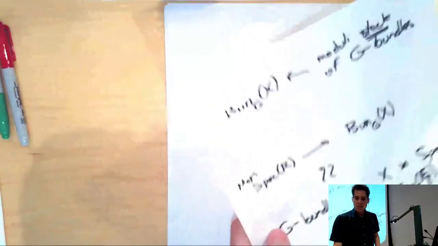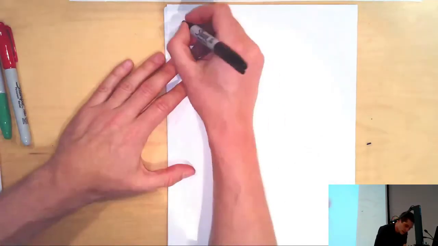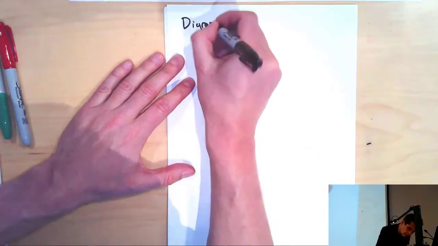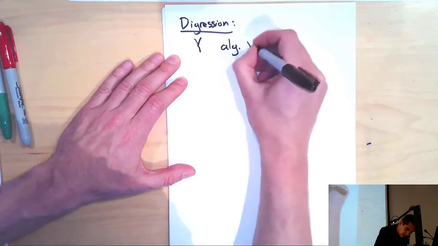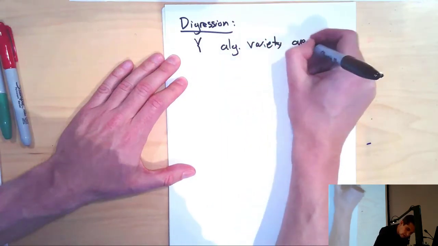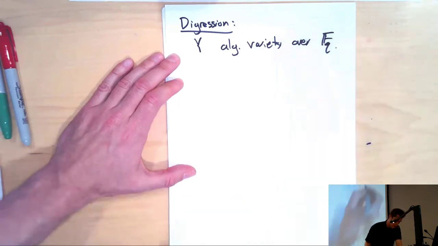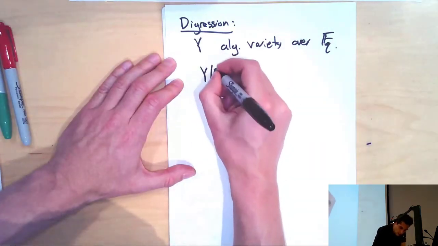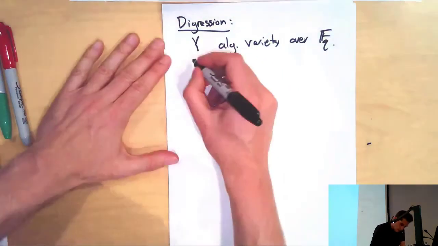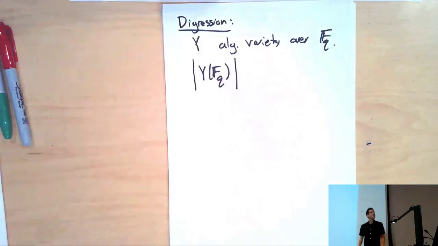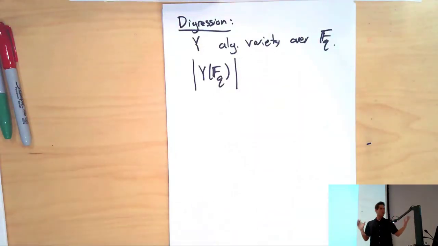Well, let's imagine that we weren't talking about a stack, but we were just talking about an algebraic variety. So let's go on a little digression. Let's say Y is an algebraic variety over a finite field F_q. Then you can look at the F_q-valued points of Y, and that's some finite set. And you can ask, how big is that finite set? And this is the subject of another very beautiful idea of André Weil.